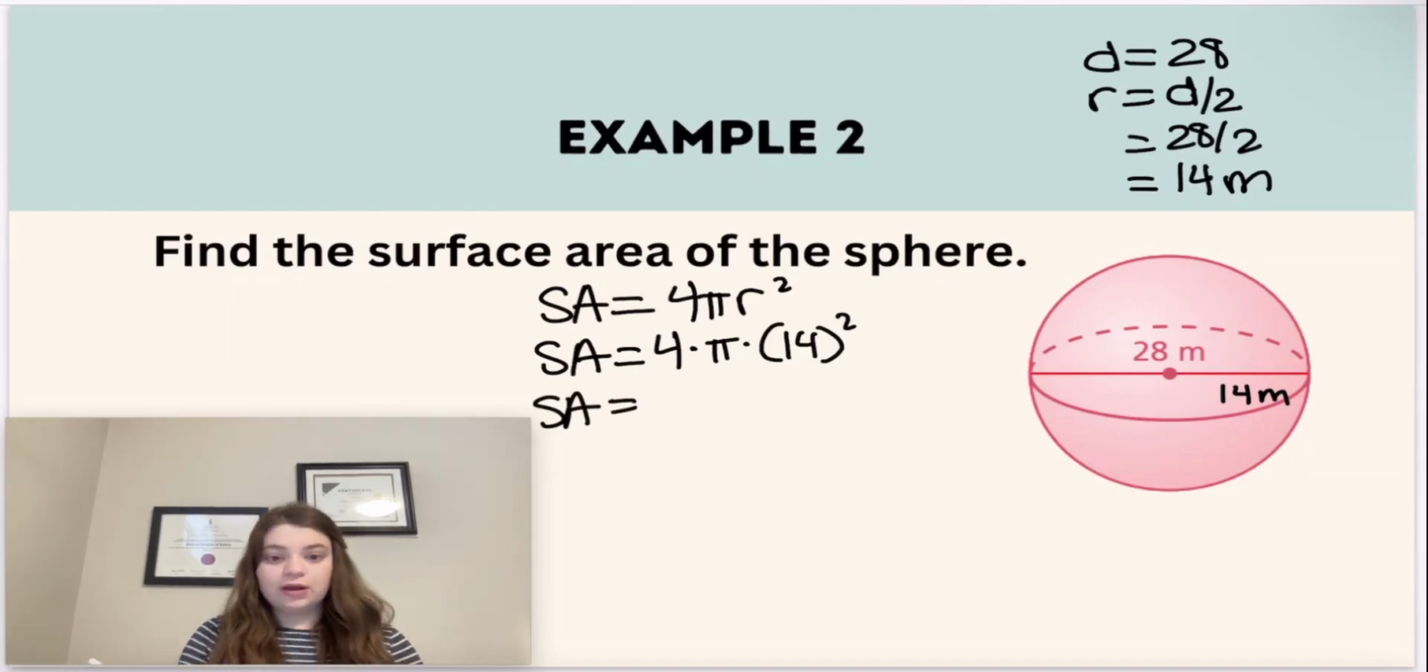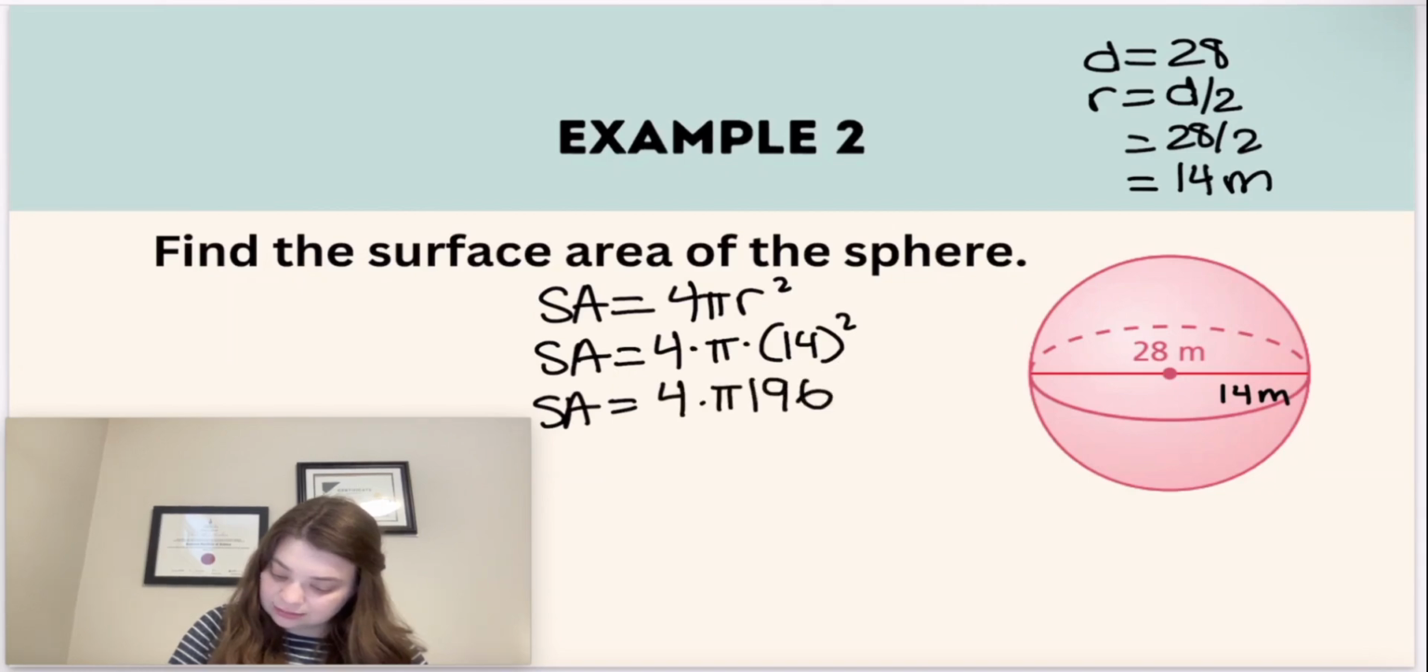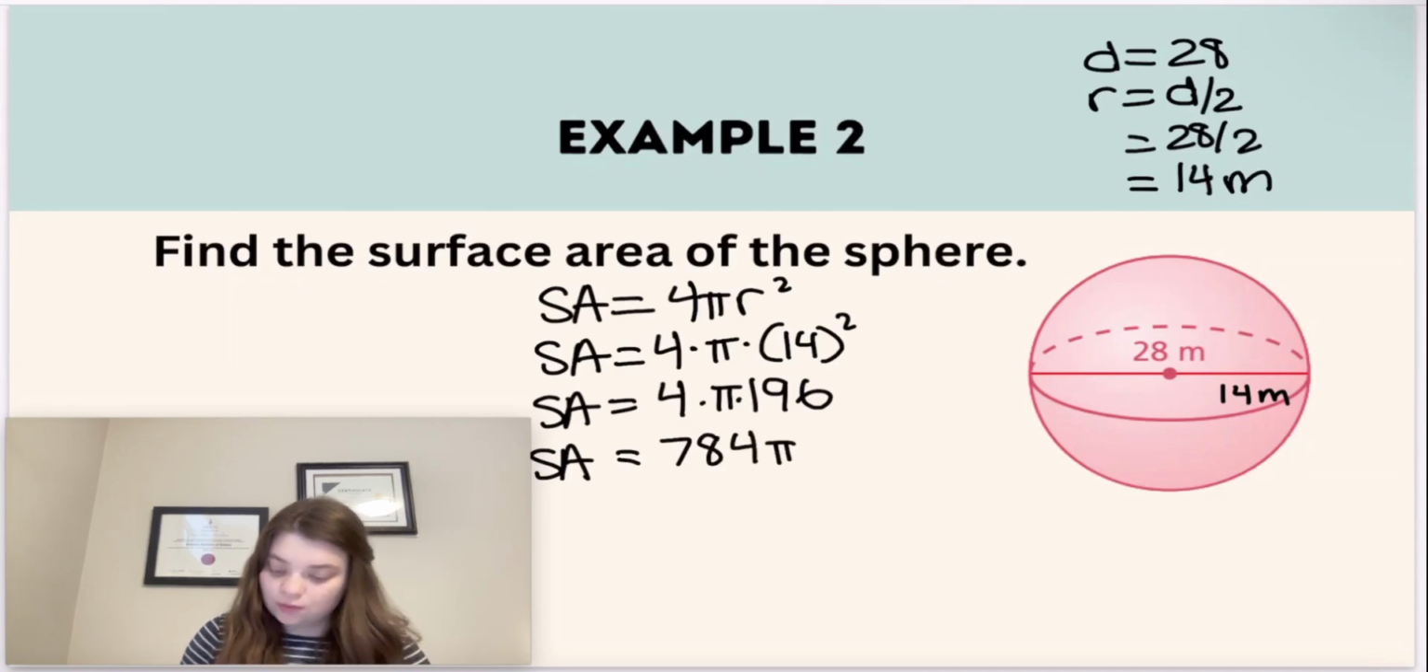Now 14 squared is 14 times 14, which is 196. Now 196 times 4 is equal to 784. So the surface area is 784 times pi square meters. Now, if they ask for you for the exact answer and to not round, then you're done here. That's your answer and you're good to go.